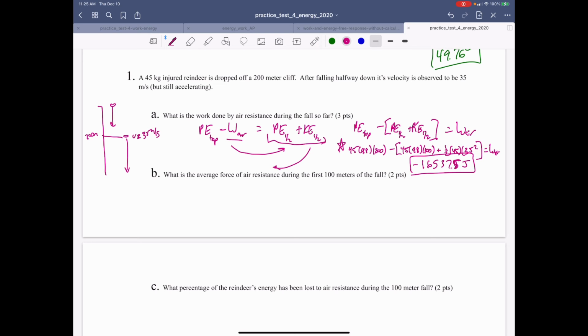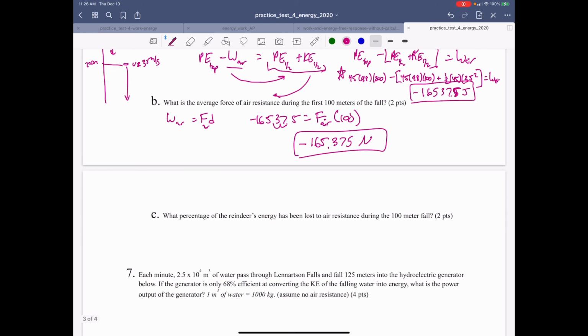So what's the average force of air resistance during the first 100 meters of the fall? So if work done by air resistance is equal to F times D, the force of air resistance times D, that means that negative 16537.5 has to equal the average force times 100. And we can see that the average force must have been negative 165.375 newtons.